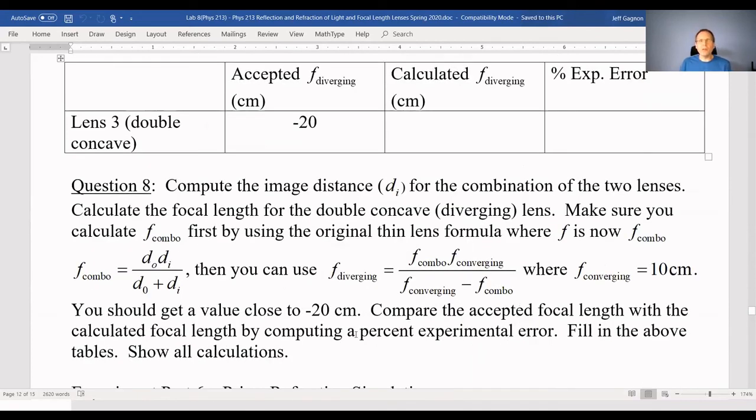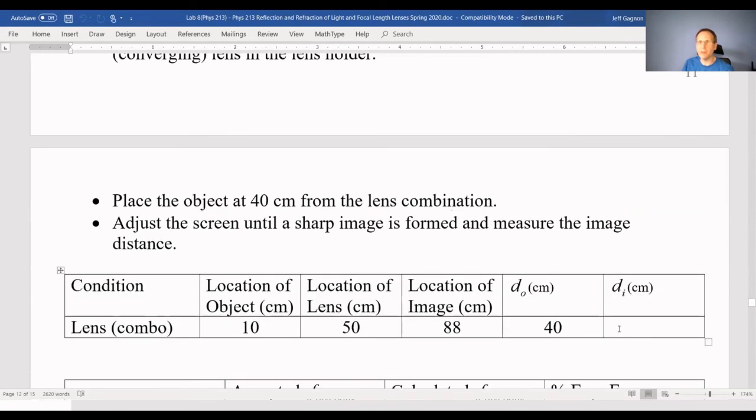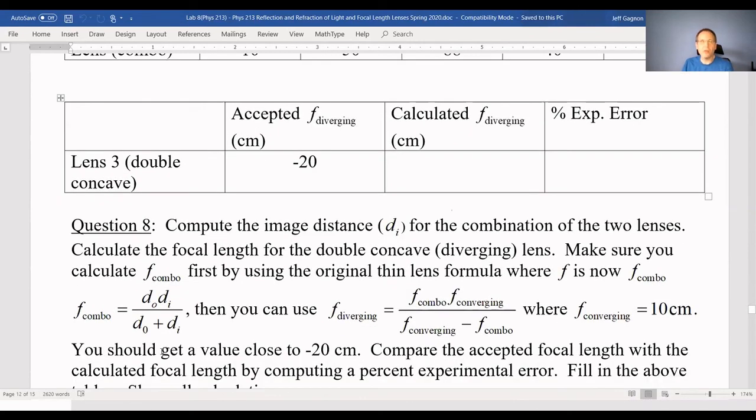And then what you want to do first is make sure you compute F combo. This is the focal length for the combination of those two lenses. Because remember, now that the image is a real image on the right-hand side, there's going to be some focal length for that combination of the two lenses. Well, to do that, you just use the usual thin lens formula. So DO times DI, object distance times image distance, divided by object distance plus image distance. And you have that information here. So compute F combo first.